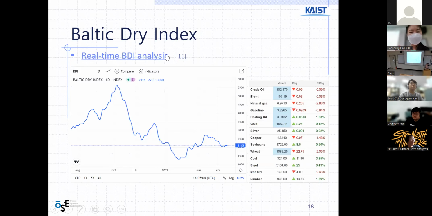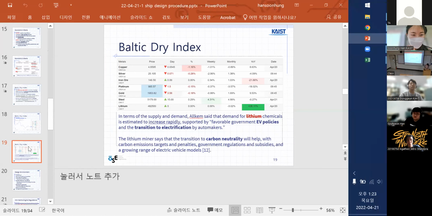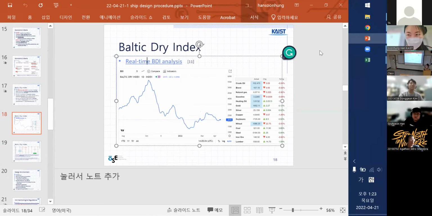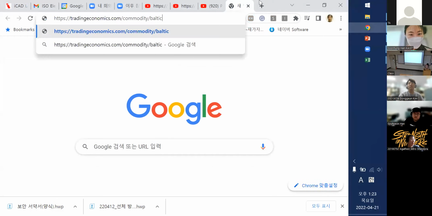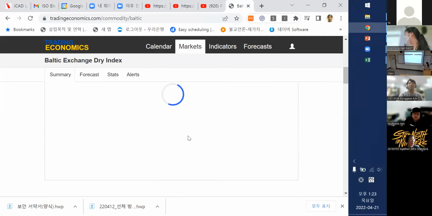So I wanted to show you this real-time analysis on the BDI. The BDI is a website that shows you directly how things are really moving around in the market.